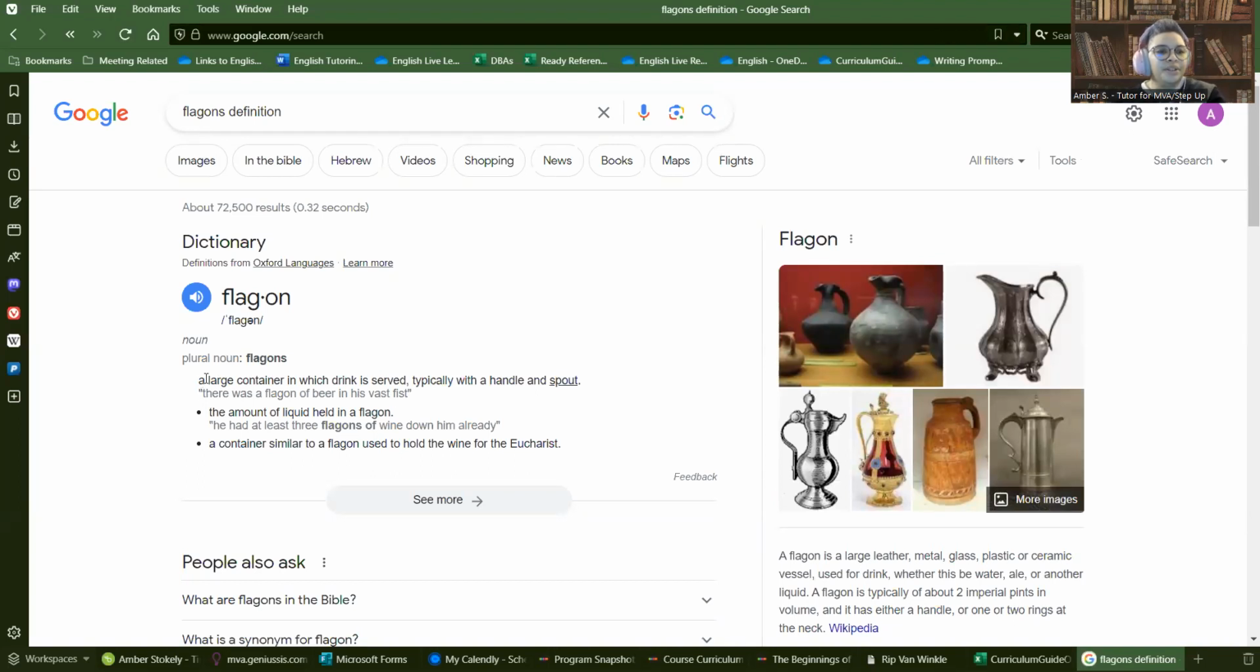And I mean, the simplest definition we have here, a large container in which a drink is served with a handle and a spout. So think of like a pitcher. It's kind of like a mixture between a mug and a pitcher, because flagons are usually not very big. You can see all these sizes. None of these are big gallon type of things, but it is a bigger container that you put liquid in to pour into smaller glasses.